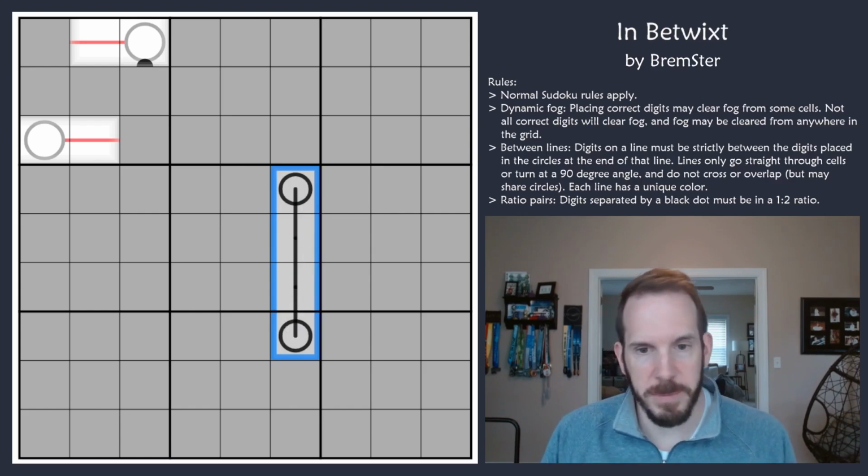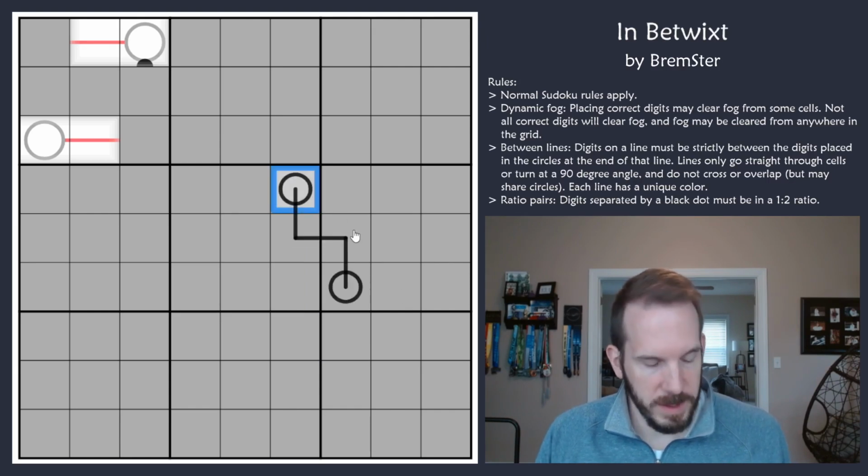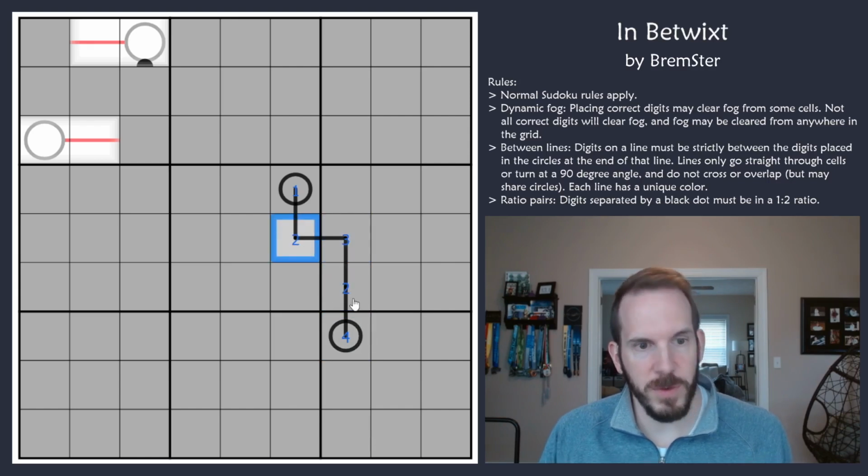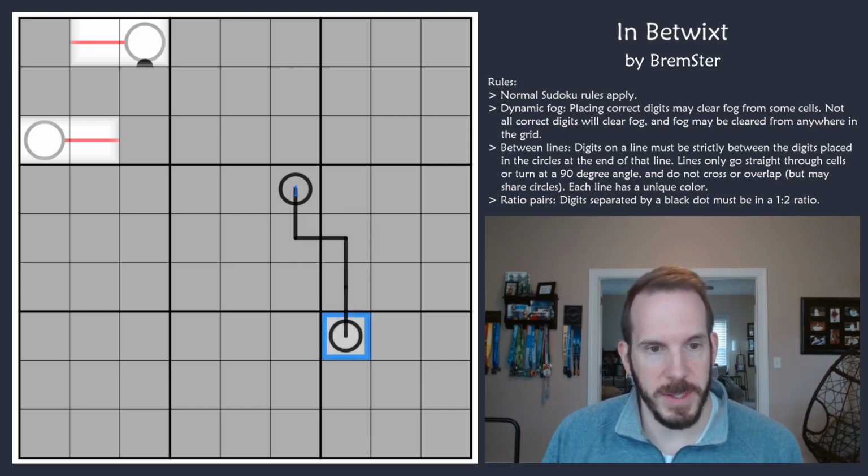And digits are allowed to repeat on these lines if allowed by other rules. So we could have, for example, a 1 and a 4 here and have 2, 3, 2, and that would still be a valid between line.